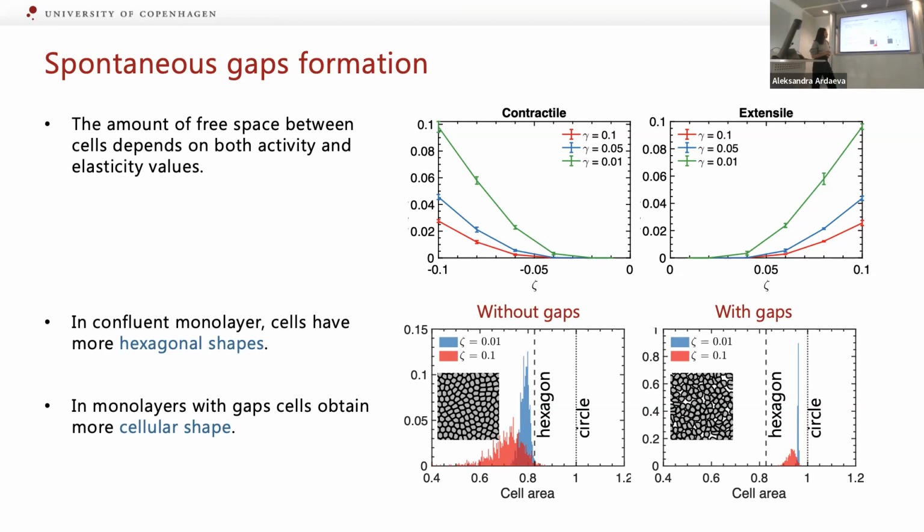We thought these gaps would correlate with the topological defects because there are studies on bacteria where they suggest that with plus half defects, you would get accumulation of tissue there, whereas minus half will have some empty space with them. But we didn't find any correlation between topological defects and gaps.